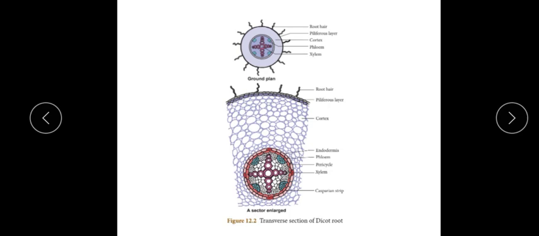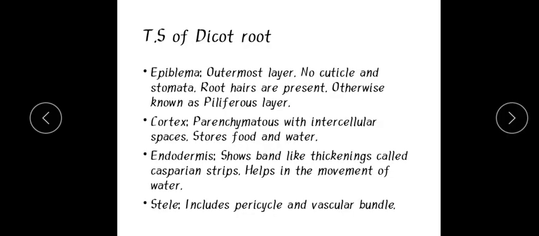That thickening layer is made up of a protein that is called suberin. Okay, now there is a term applied for the thickened area on the endodermis, that is called Casparian strips. I have given it here in the notes for you. It shows band-like thickenings called Casparian strips. What is the function of these Casparian strips? It helps in the movement of water and salts from the cortex into the xylem. For that purpose only this Casparian strip is present.